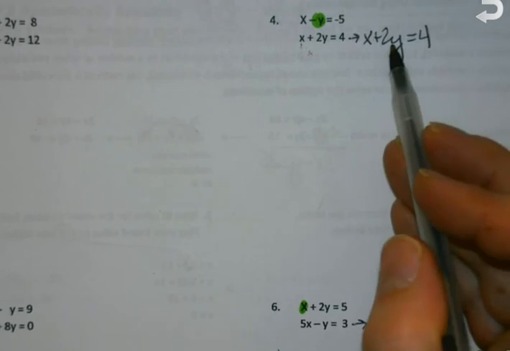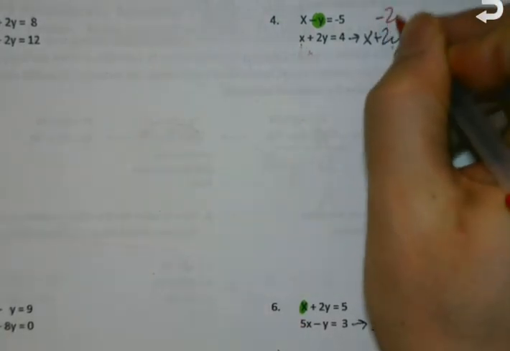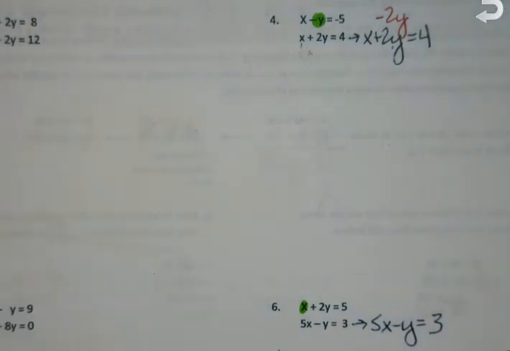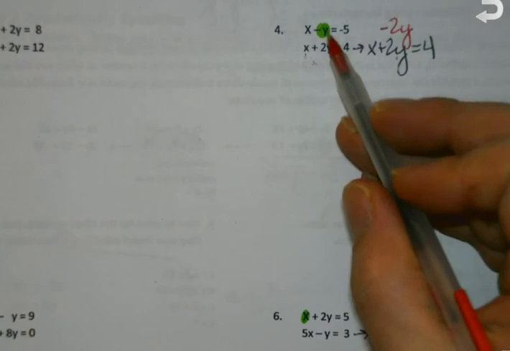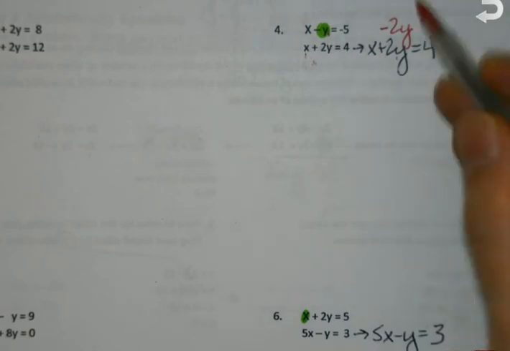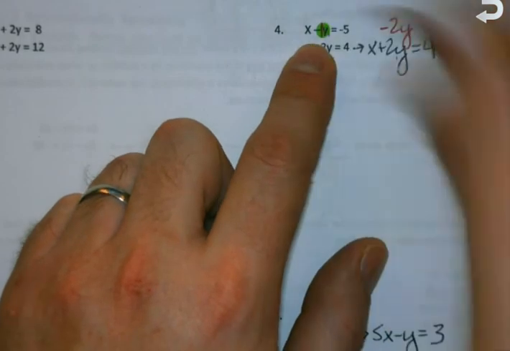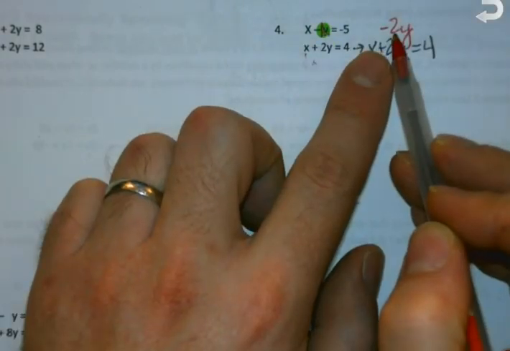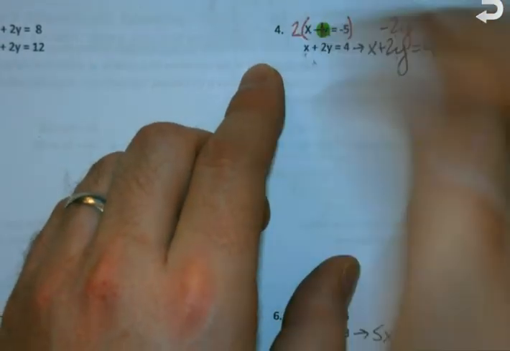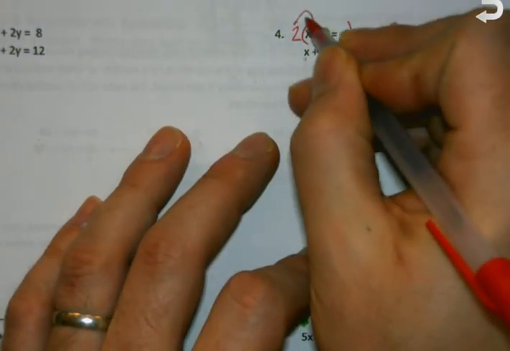And up top, if I want to get rid of the y's, since this is positive 2y, I want this to end up being negative 2y. Because if I want to eliminate y, those just have to be opposite, so when I add down, they cancel. So if I have negative 1y already, what do I times negative 1 by to get to negative 2? 2. So I'm going to multiply the top equation by 2. And that 2 goes to everything.